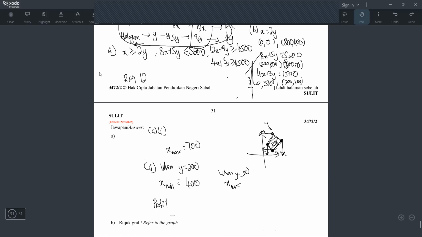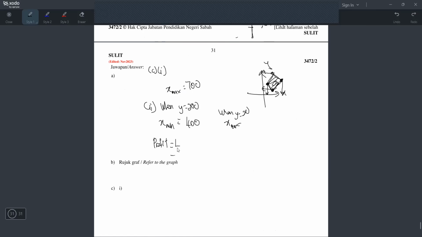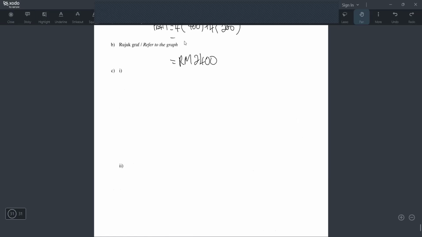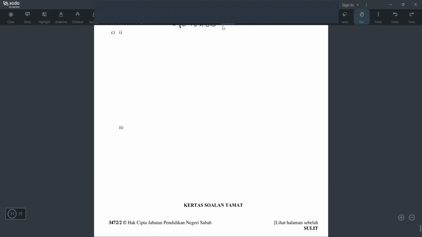That's why your profit is 4x plus 4y. So it's actually 4 times x plus 4 times y, where x minimum is 400 and y minimum is 200. Like this only, then only is correct. Okay, so let's press calculator and then see what I get. Okay, RM 2,400. Okay, the end. Bye bye. See you next video.